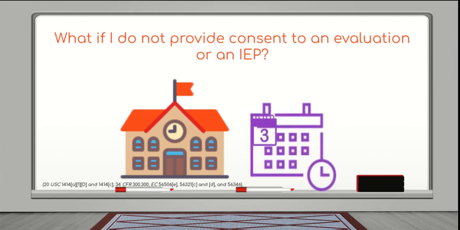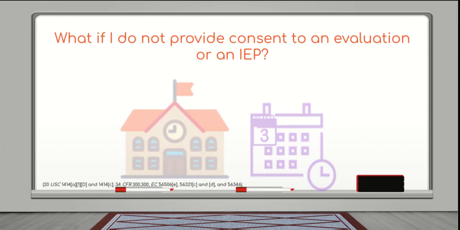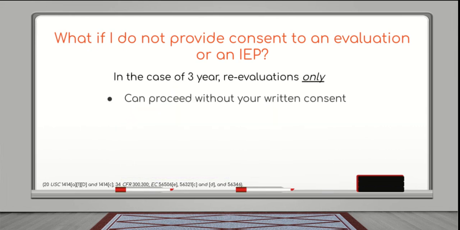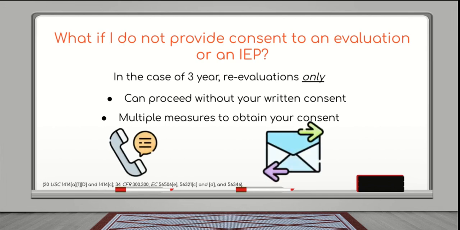The district must reevaluate every student who is eligible for special education at least every 3 years. These IEPs are known as triennials. In the case of reevaluations for special education services only, the reevaluation can proceed without your written consent if the district can show that it has taken multiple measures to obtain your consent. This is typically shown through phone call logs, multiple meeting notices, and emails. The district can pursue this after you have had 15 days to reach a decision on the prior written notice and assessment plan.